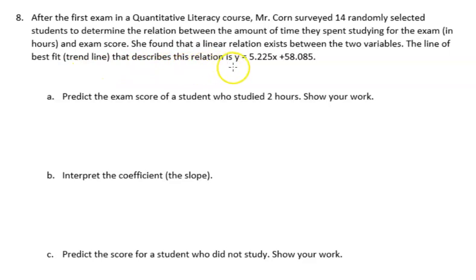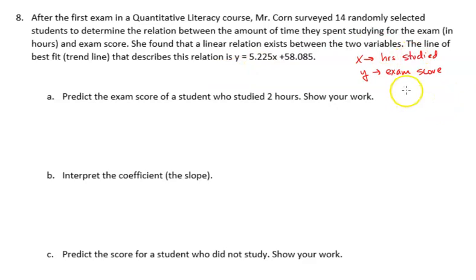The line of best fit that describes this relationship is y equals 5.225x plus 58.085. So theoretically what happened is I got my 14 students and I paired up the number of hours they studied, which was x, right? X was hours studied, and y was their exam score. So I had these 14 different ordered pairs of how many hours a student studied with the exam score. I put those into a spreadsheet program like Google Sheets. I had it make me a scatter plot, right?